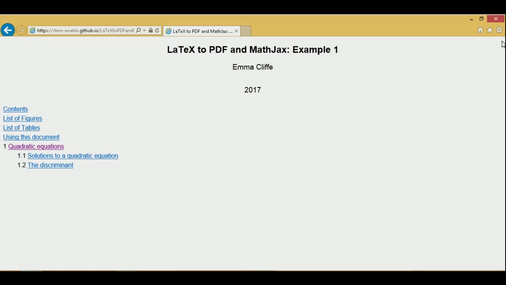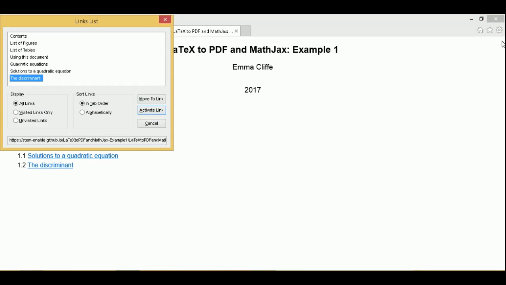Alt-Tab, JAWS Professional, Alt-Tab, LaTeX to PDF and MathJax example 1 Internet Explorer, LaTeX to PDF and MathJax example 1. Heading level 2 LaTeX to PDF and MathJax example 1, Emma Cliff 2017. Link contents, link list of figures, link list of tables, link using this document. 1 visited link quadratic equations, 1.1 link solutions to a quadratic equation, 1.2 link the discriminant.